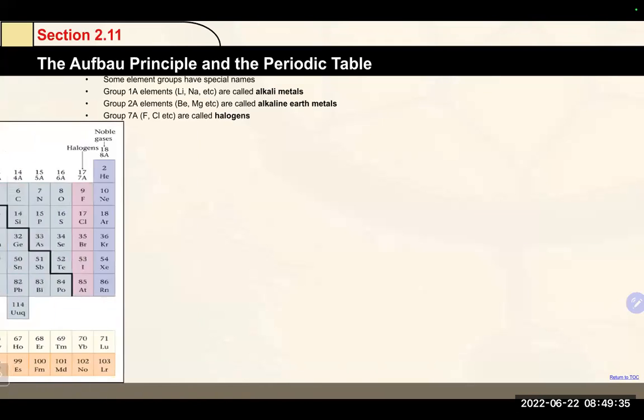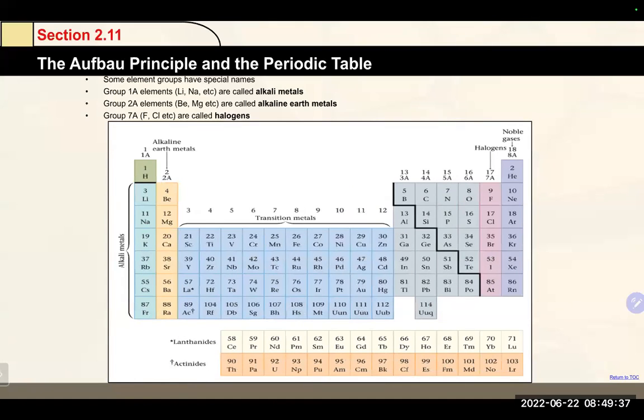Now, there are some groups that have special names. So starting with group 1, which once again does start with lithium, that is the alkali metals.